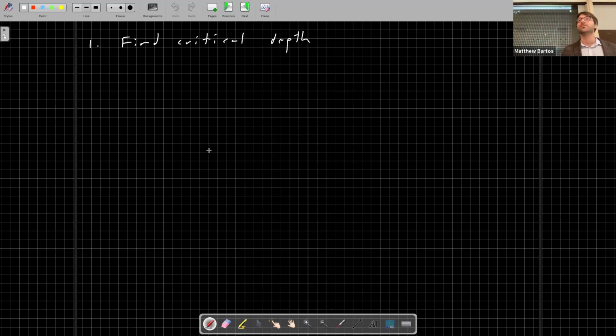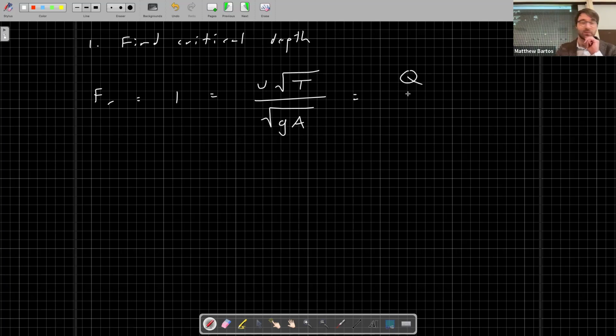What equation did you use here to find the critical depth? Froude number. What did you set the Froude number equal to? 1. Very good. So critical depth is characterized by the Froude number being equal to 1. So remember, the Froude number was given by the velocity times the square root of the top width divided by the square root of the acceleration due to gravity times the cross-sectional area. We can re-express the velocity in terms of the discharge. So we have Q over A times the square root of T divided by the square root of GA.